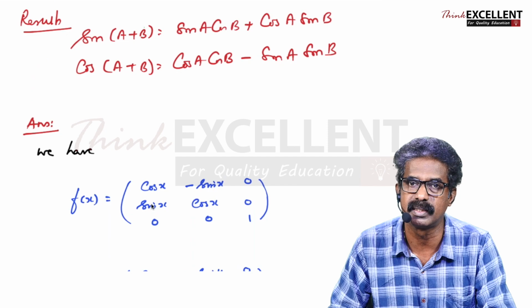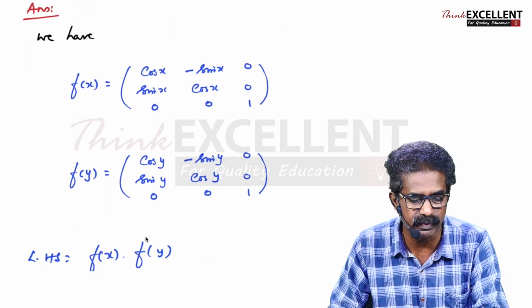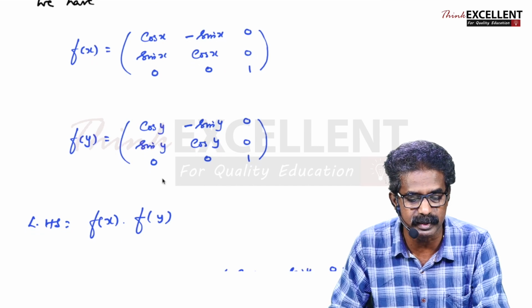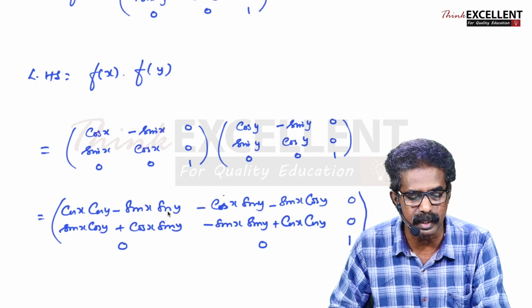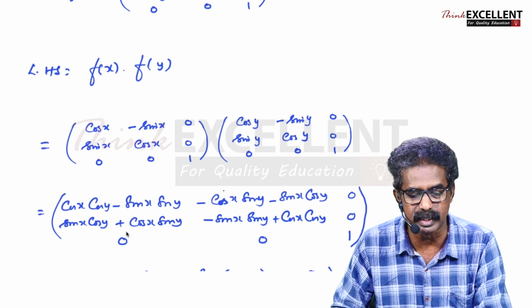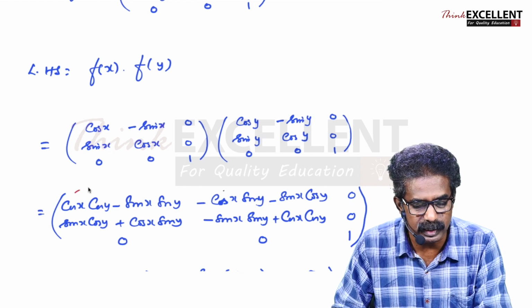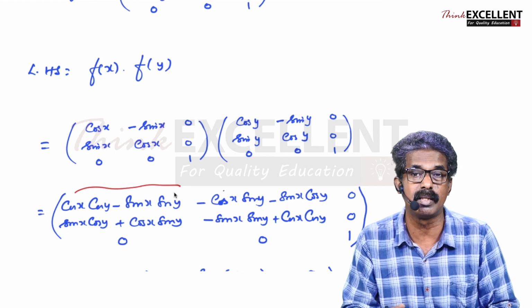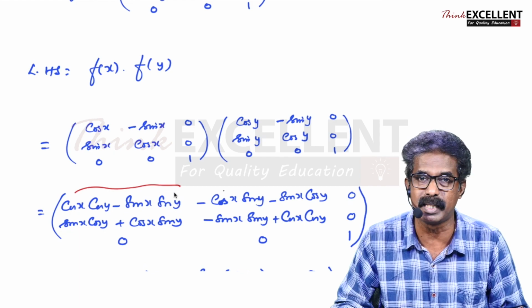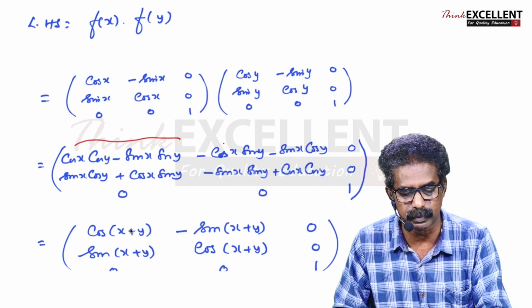So first, f(x) is given. For f(y), replace x by y. Multiply them, f(x) into f(y). Both the matrices you multiply. You know how to multiply row by column. Row by column, you get this very lengthy expression, one matrix with a lot of terms. But here you see this is of the type cos a cos b minus sin a sin b, which is cos(a+b). Here instead of a and b we have x and y, so cos(x+y).